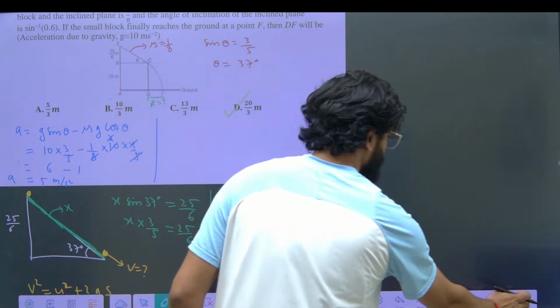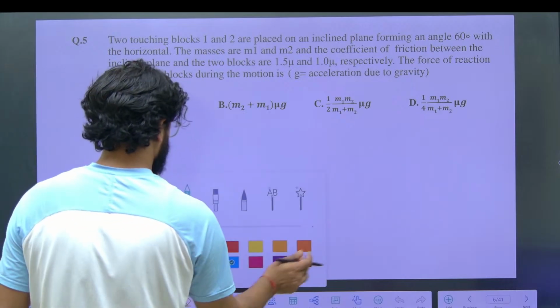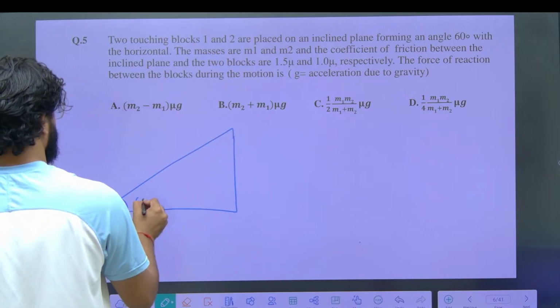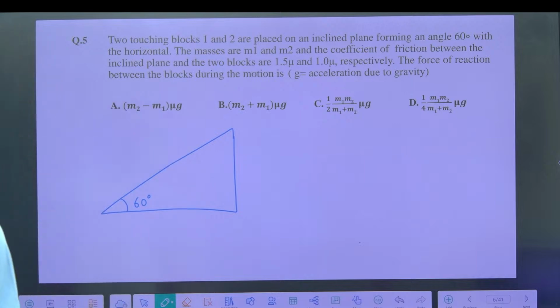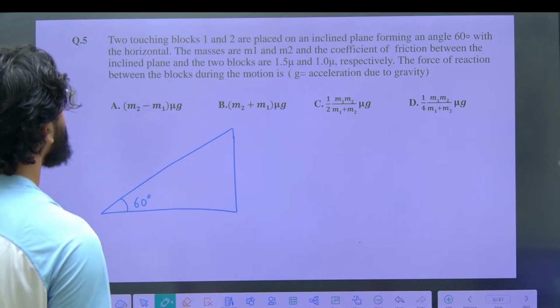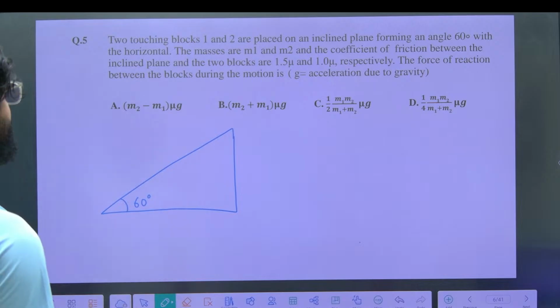Okay. Let's do the next question. Question number 5. Two touching blocks A and B are placed on an incline forming an angle 60 degree with the horizontal. Let's draw it. There are two blocks touching each other, with masses m1 and m2, and the coefficients of friction between the incline and the two blocks are this and this respectively. Find the force of reaction between the blocks during motion.